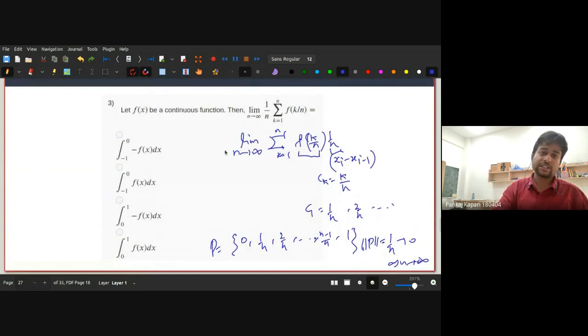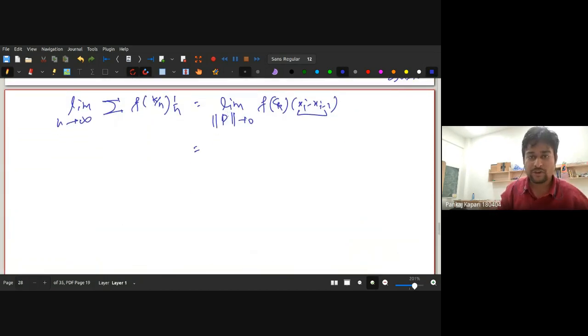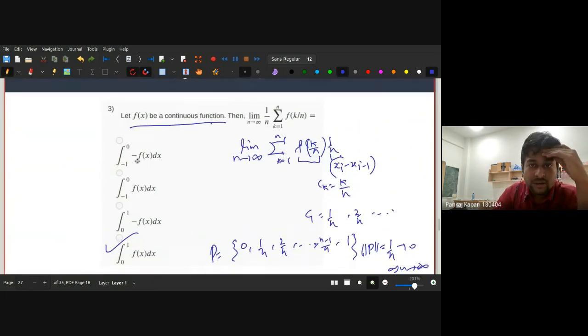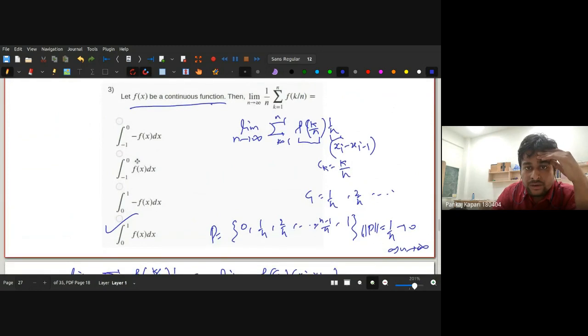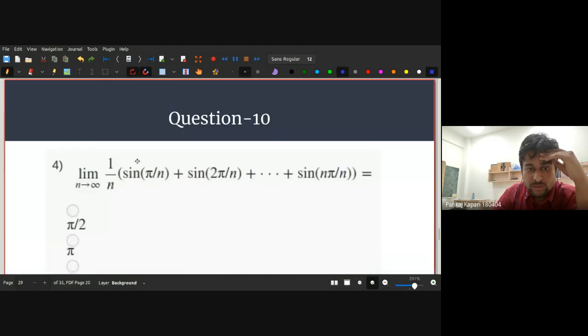And what is given? It's given that f of x is continuous, right? So we are always assuming continuity, because continuity always implies this function is integrable, and because the function is integrable, that means this limit must be the integral from 0 to 1 of your function f of x dx. Okay, so the fourth option is correct here. Okay, so let's move to the next problem.